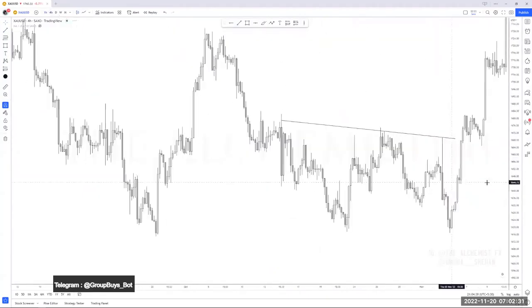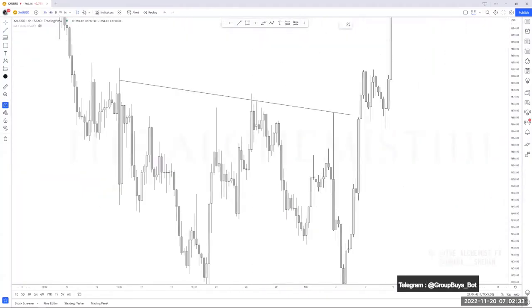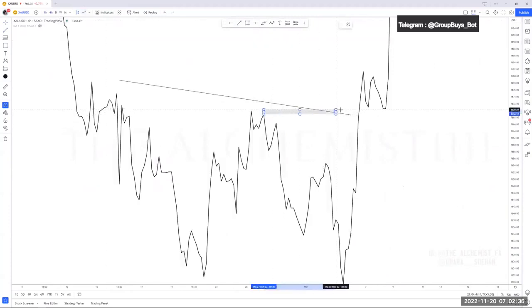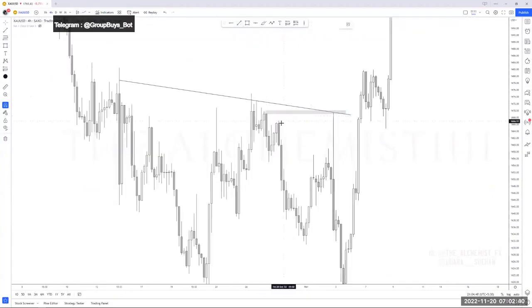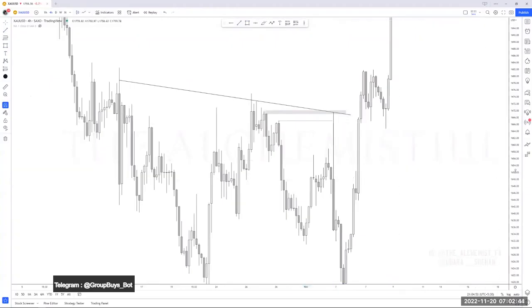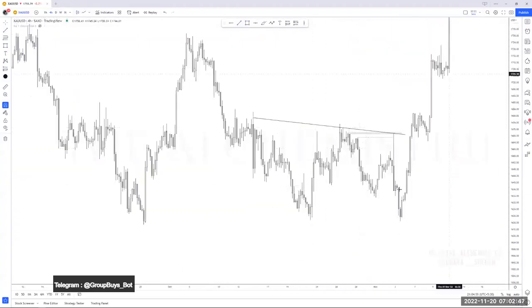Okay, because what did we have in here? We had a nice resistance. Can you see it? We had a very nice resistance. Some liquidity sitting below it. So there comes the entry. Yeah. Can you see it? Taps, and then it starts to fly.